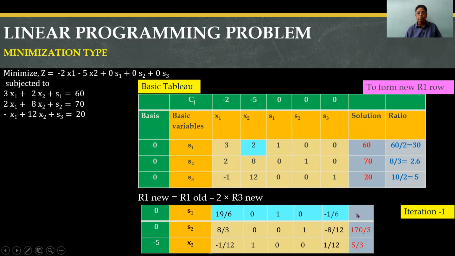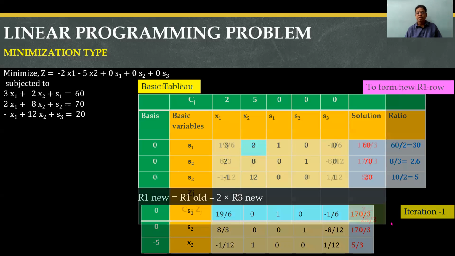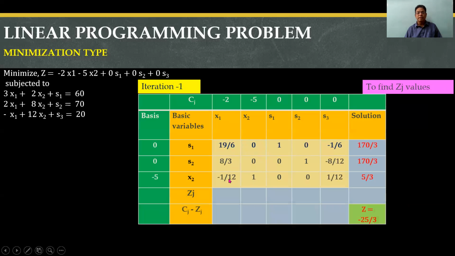And finally, this is our new table now. This table will take the place of this old table, and that will be called the first iteration. And here these are the entries of the new table which we have replaced by the entries of the old table.